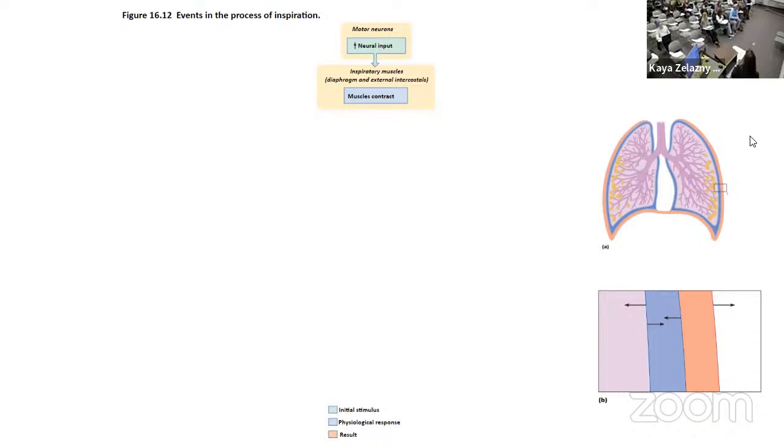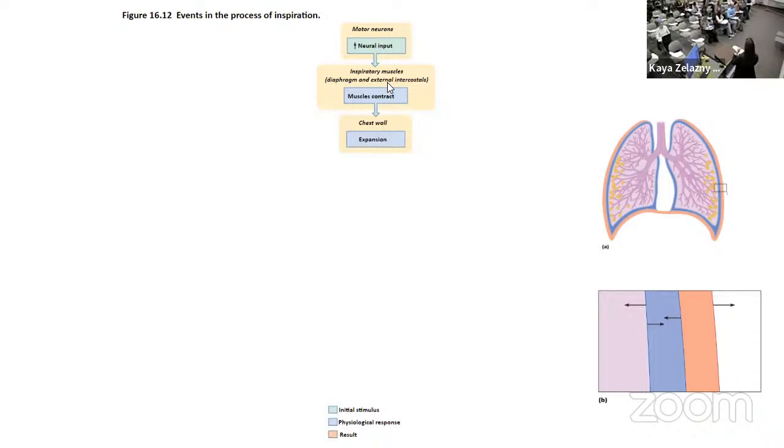When your nerves send a signal to a muscle, we know from A&P1 that means they're releasing the neurotransmitter acetylcholine, because this is skeletal muscle, right? That muscle takes in that neurotransmitter, and its response is to contract those sarcomeres. So our muscles are contracting in response to neural input. Specifically, it's the diaphragm and the external intercostals.